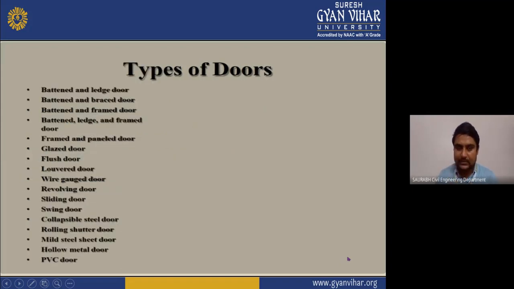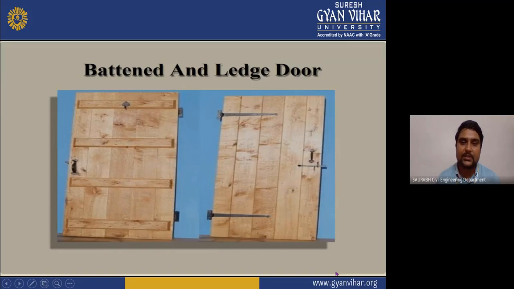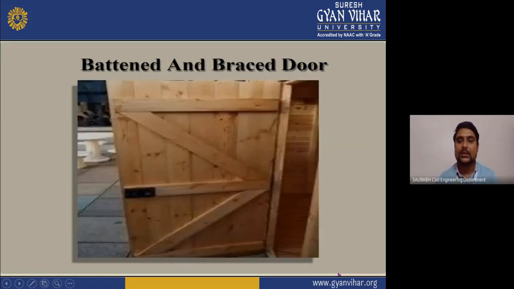Now here you can see the types of doors. As a civil engineer, you should know the different types of door which are used in building construction. These are some doors, and we will cover some of them here. First one is batten and ledge door. This is a temporary type of door. This is provided generally in storerooms and other places. And this is your battened and braced door, which as I told you is generally provided in storerooms and for temporary construction.